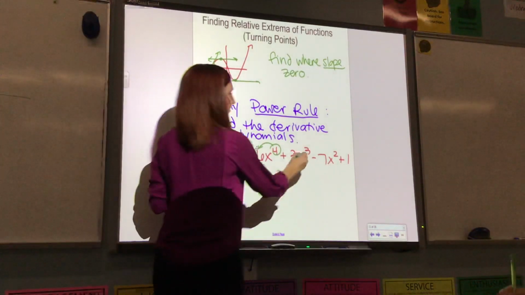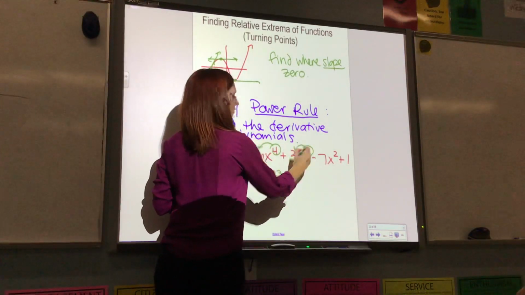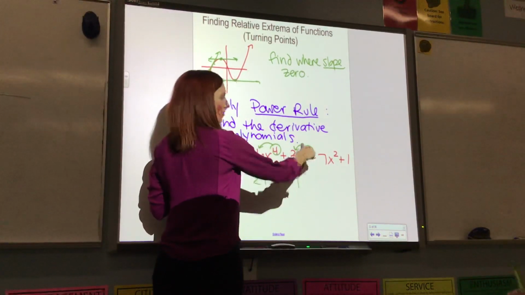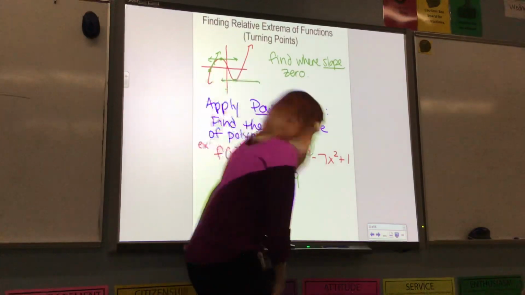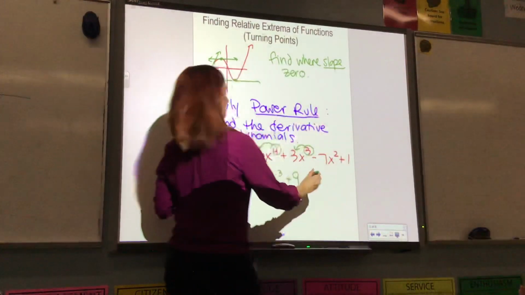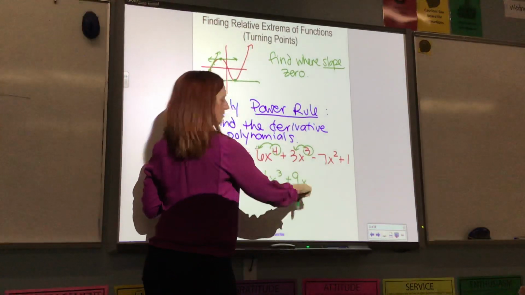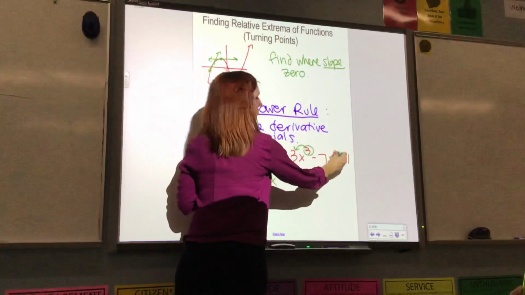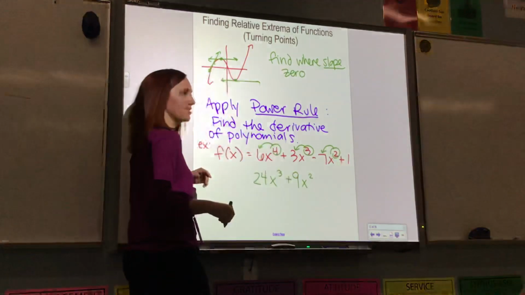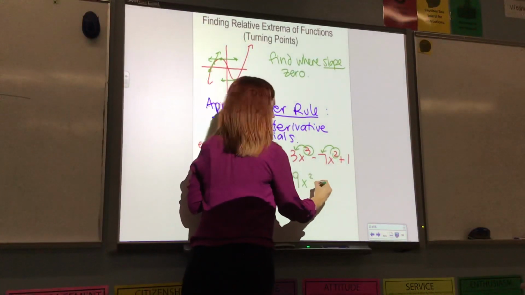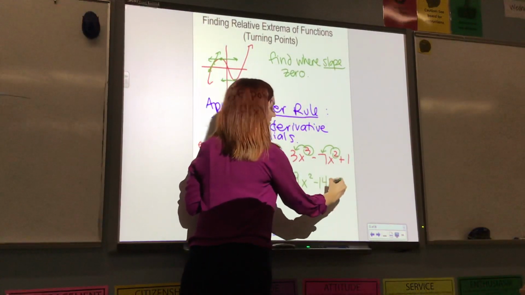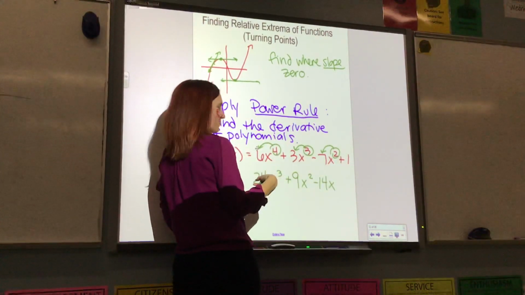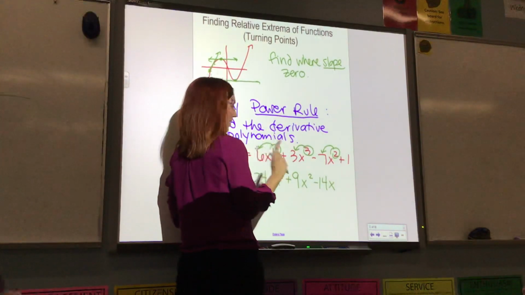Take your 3, multiply by the coefficient. What's 3 times 3? And then lower 3 by 1. 9x. Good. Take the 2, multiply it to the front. What's negative 7 times 2? And then it will be x to the just x, right? We're going to make these real ugly real quick.